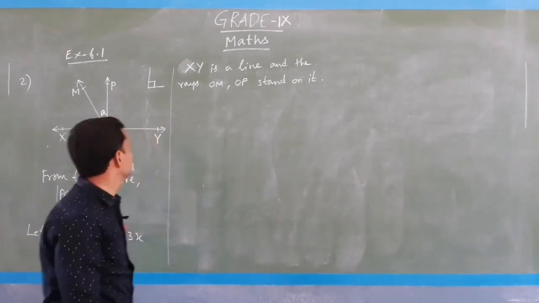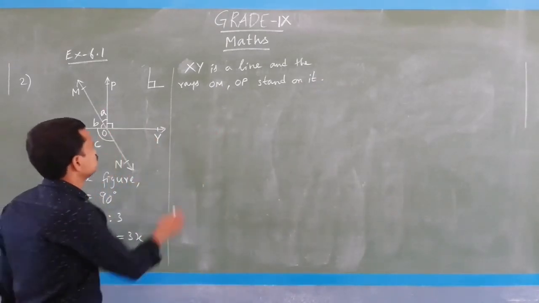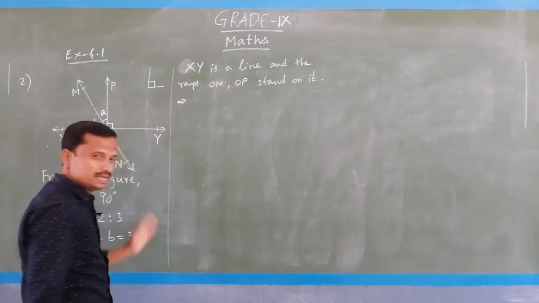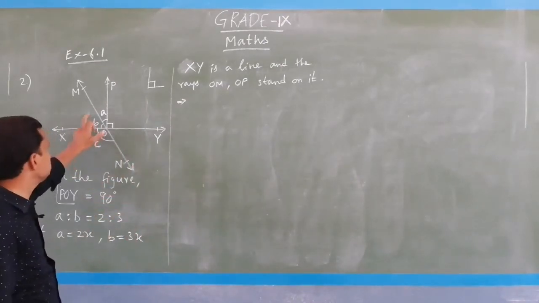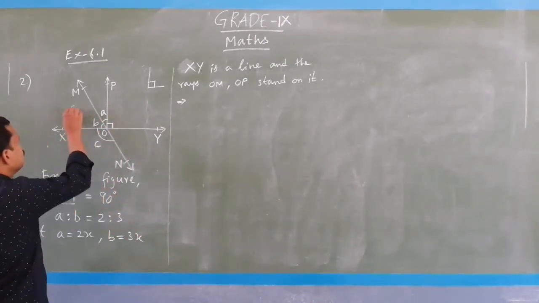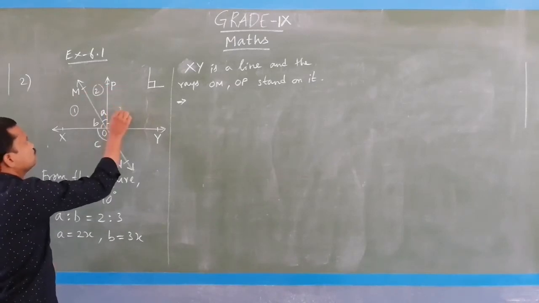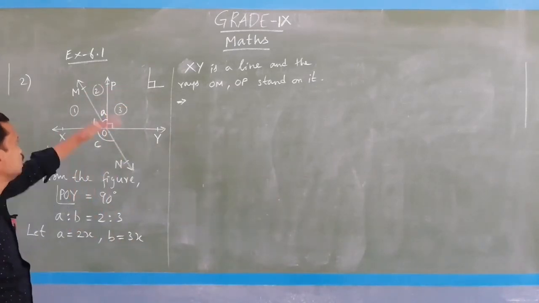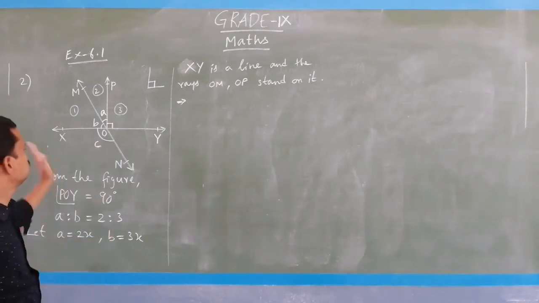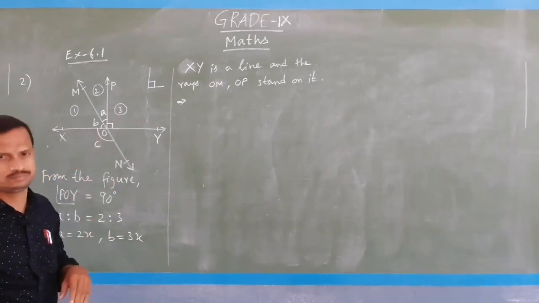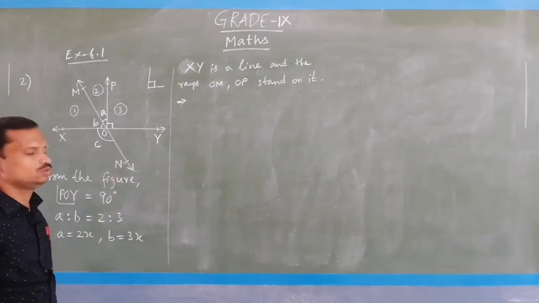So, therefore, we get three angles. What are they? A straight angle is divided into three parts. This is one part, this is another part, and this is another part. So, three angles form a straight angle, that is XOY. This XOY is divided into three parts.